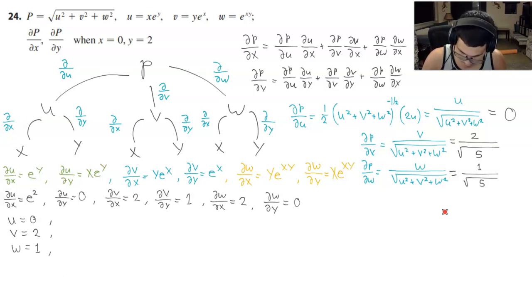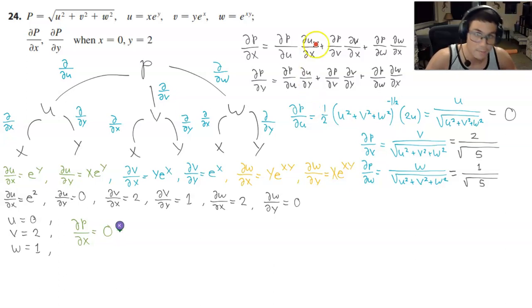So now we can write our answer, and we'll do it in green. Okay, so dp dx. Okay, so dp du, that's 0, and it's 0 times, well, 0 times anything, I'm not going to write. So it's going to be 0 plus this. Okay, dp dv. Where is dp dv? Oh, dp dv is here. So it's 2 over square root 5. And what is that multiplied by? It's multiplied by dv dx. dv dx is right here, so times 2.